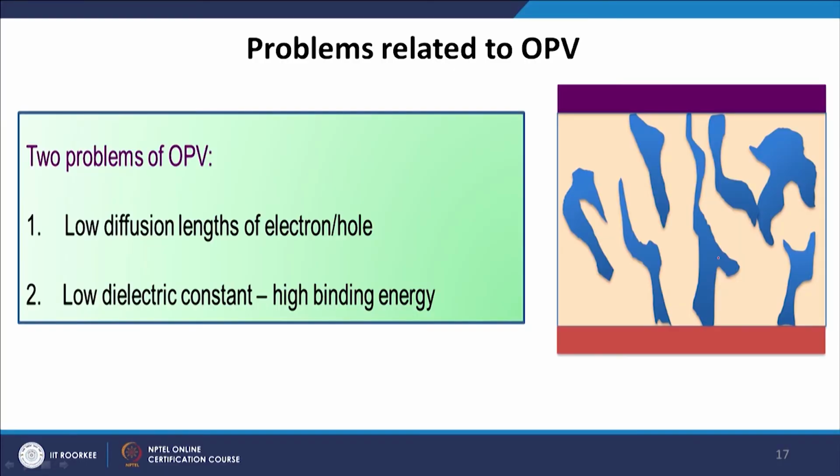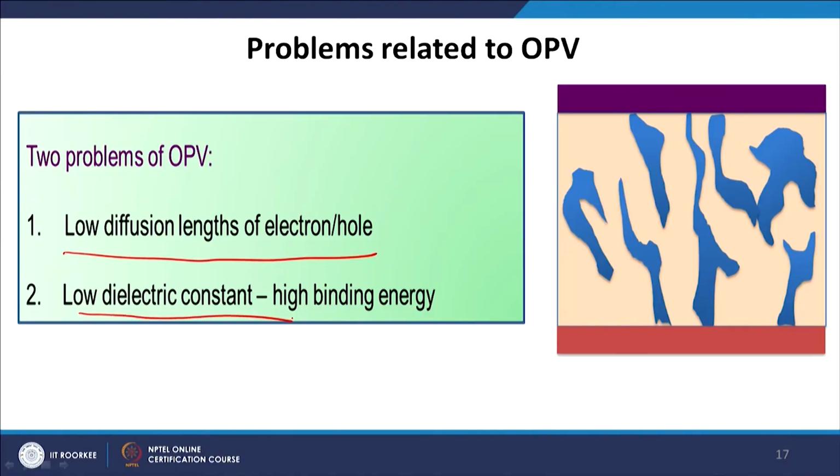So, although organic photovoltaics provide us some excellent opportunities like flexibility, they have some problems also. The one major problem is the low diffusion length of the electron and hole. As I said, the electron diffusion length of a conducting polymer is only 10 nanometers, some of them 15 or 20 nanometers, whereas in silicon it is in the micrometer range, 100 microns. So, obviously the electrons and holes can travel only a small distance before they recombine, and the dielectric constant of this material is low.